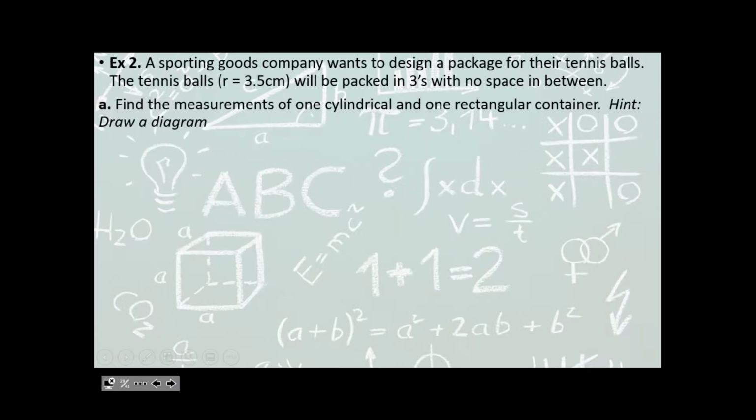All right, interesting problem-solving question here. So let's take a look. So it says a sporting good company wants to design a package for their tennis balls.